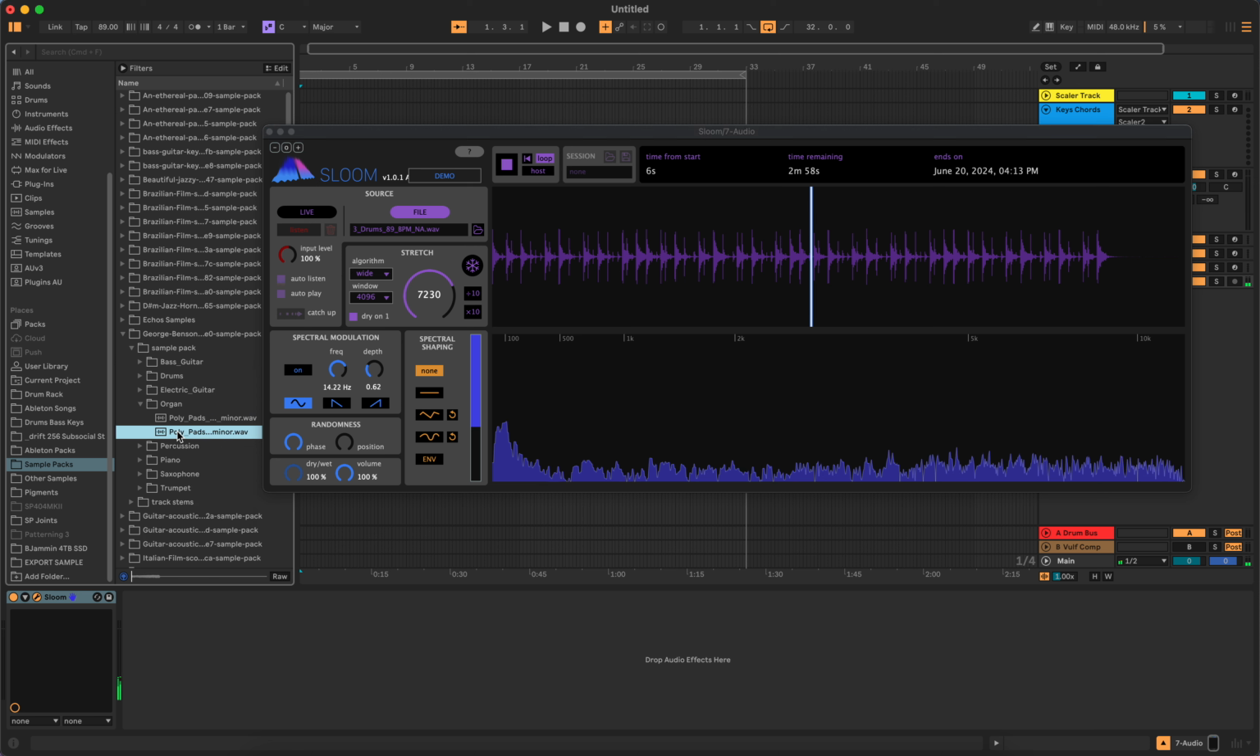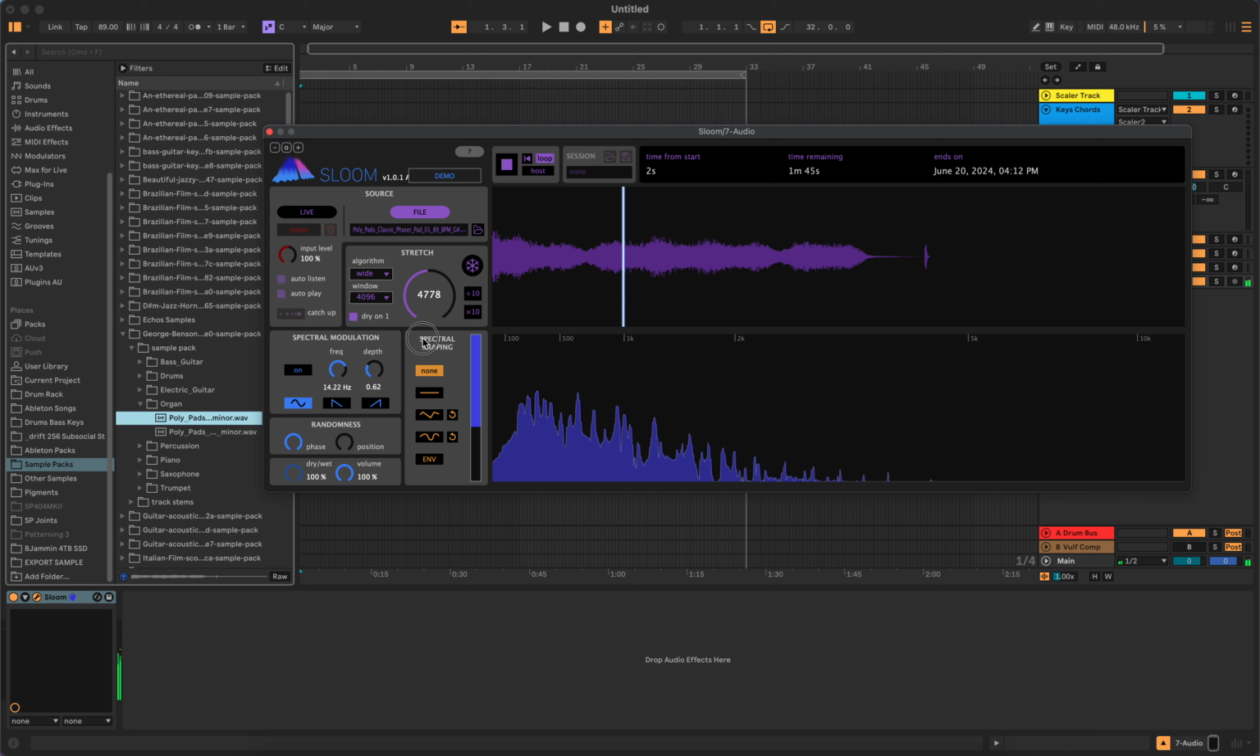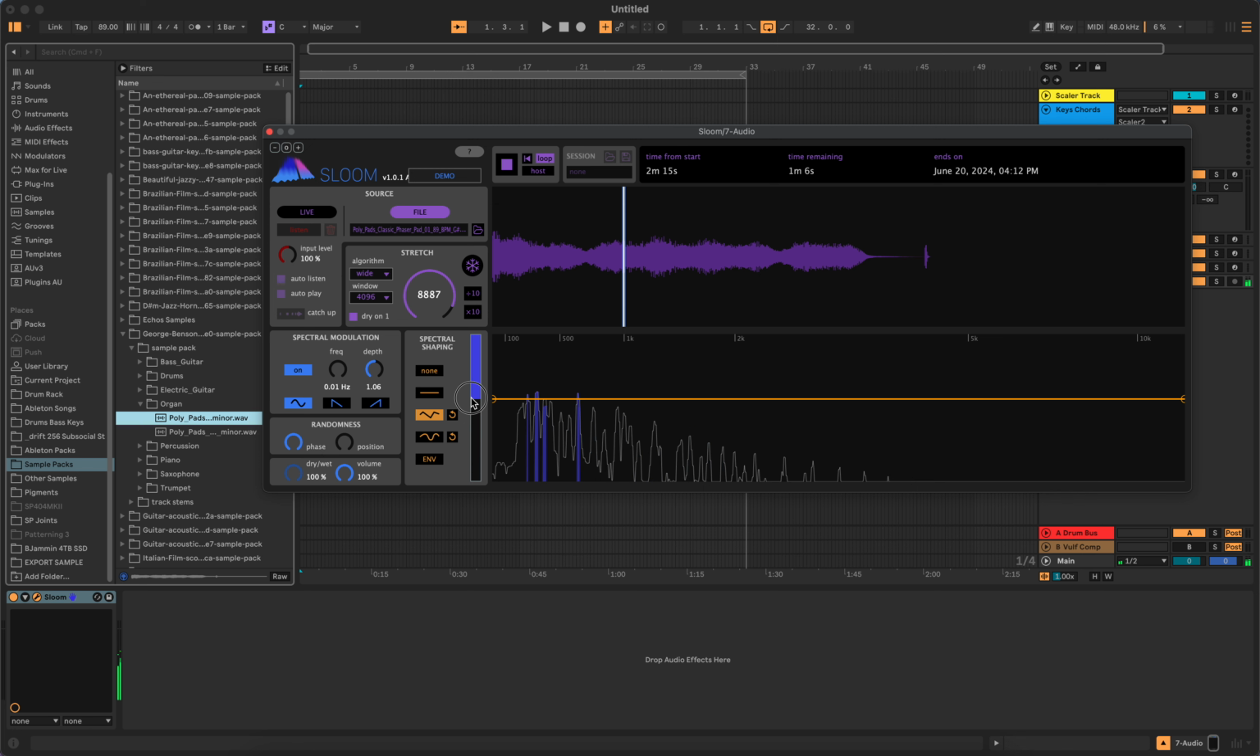Let's try an organ. Okay, let's try something different. Let's multiply it up. It's like a wah-wah pedal almost. So I'm not sure what it's doing when the line crosses there.